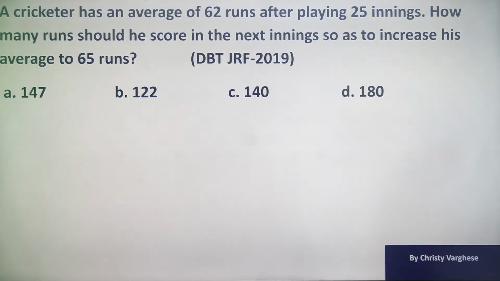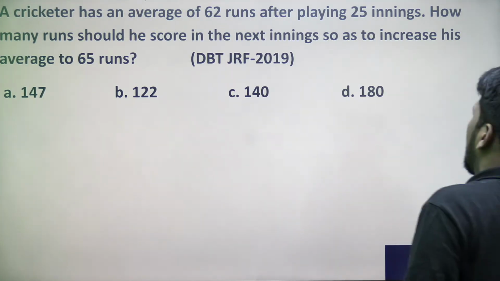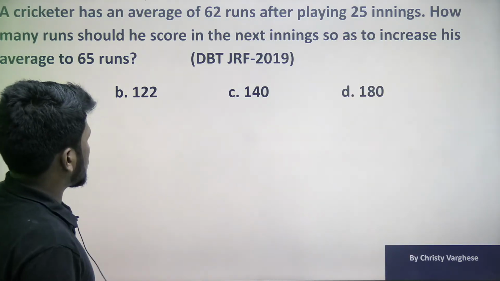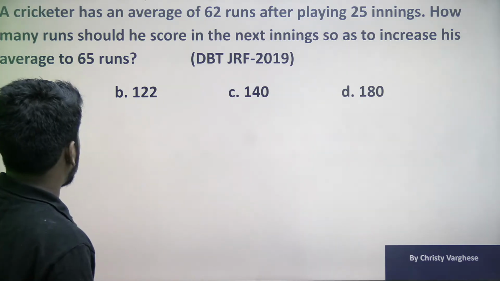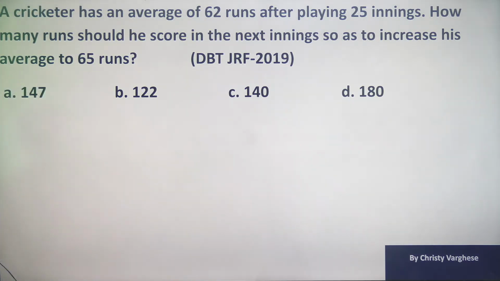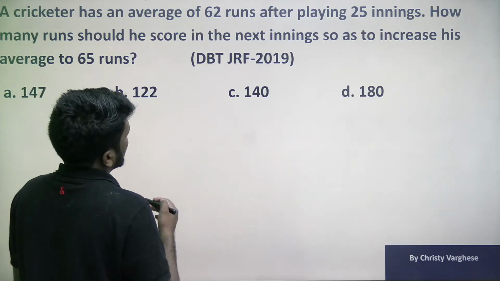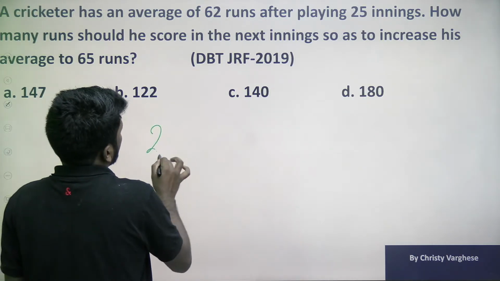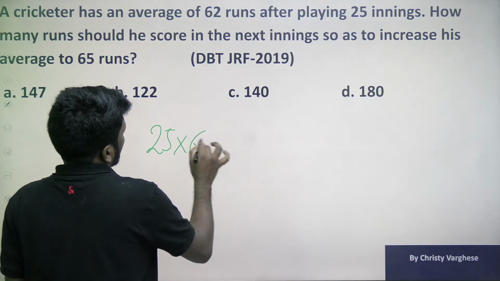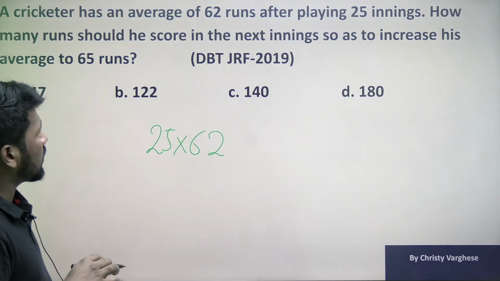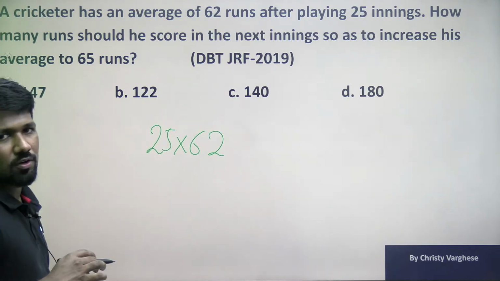Okay, so I'll explain. A cricketer has an average of 62 runs after playing 25 innings. How many runs should he score in the next inning so as to increase his average to 65 runs? So the direct method of doing this question is the batch average concept. 25 innings with 62 runs means 25 into 62 runs totally he scored. The total runs he scored in those 25 innings will be 25 into 62.